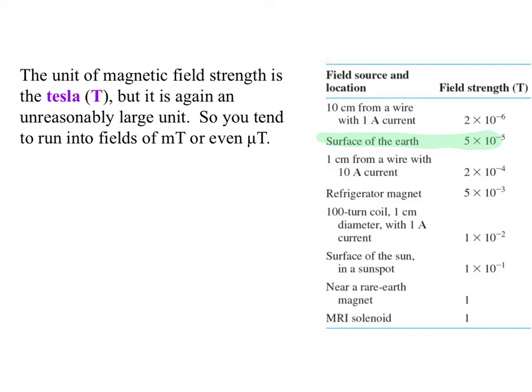If we have a wire with 1 amp of current going through it, and we're 10 centimeters away, we get only 2 microtesla, so 1/25th the size of the Earth's field. Refrigerator magnets are 5 millitesla, or 5,000 microtesla. You can get a 1 Tesla field around a rare earth magnet or in an MRI machine.